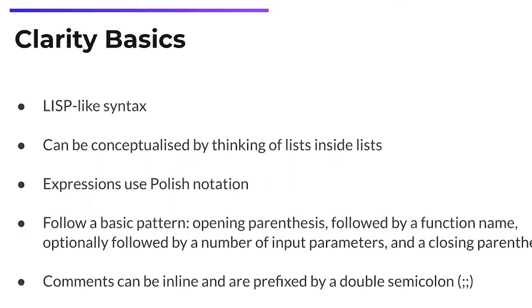Expressions use Polish notation. So basically what this means, if you're thinking of like a mathematical expression, it's where an operator precedes its operands. And we'll take a look at an example of what that looks like here in a second. They follow a basic pattern: opening parentheses, followed by a function name, followed by optional parameters, and then the closing parentheses. And of course, there's comments. They're prefixed by a double semicolon, and comments can be inline. So you can write your comment directly on the same line as your code.